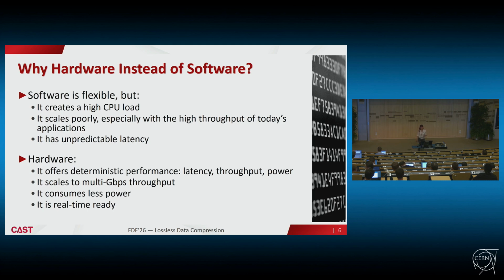Hardware instead offers deterministic performance, deterministic latency, deterministic throughput, and power. It can scale to multi-gigabit per second throughput. It consumes less power, so you have the equivalent of software and hardware, obviously. For the same throughput, hardware will consume much less power than the multiple GPUs and CPUs you will need to process the same throughput. And of course, it's real-time ready, exactly because it is predictable.